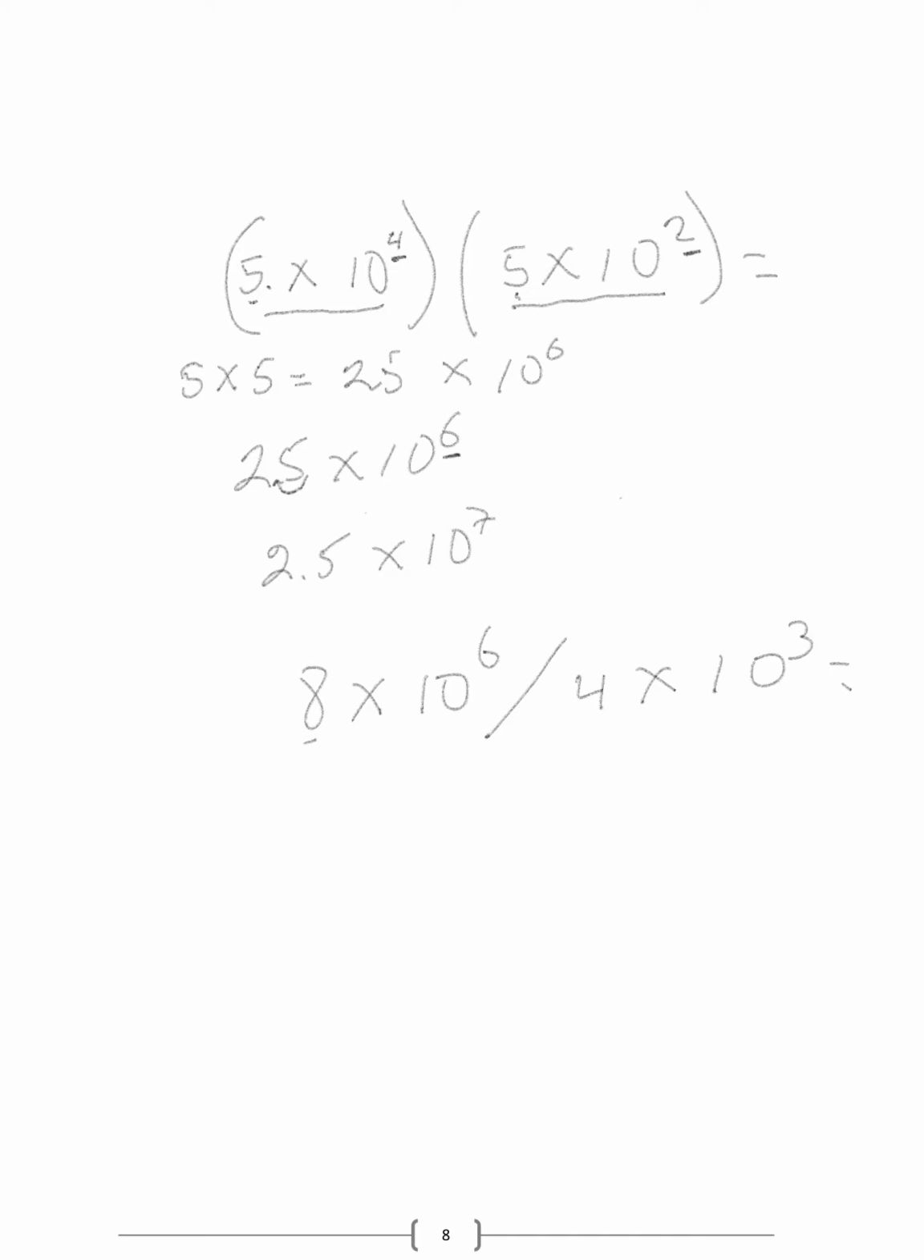Now 8.6 times 10 to the 6th divided by 4 times 10 to the 3rd. So I'm going to divide 8 by 4, and that's going to give me 2. And then I'm going to take this 3 here and subtract it from my 6. So 6 minus 3 equals 3. So my final answer is going to be 2 times 10 to the 3rd.